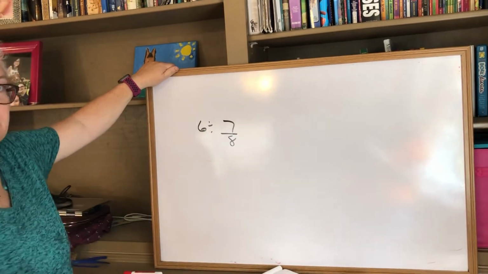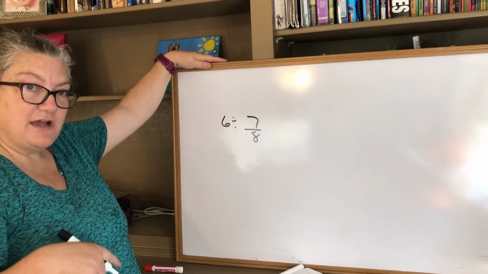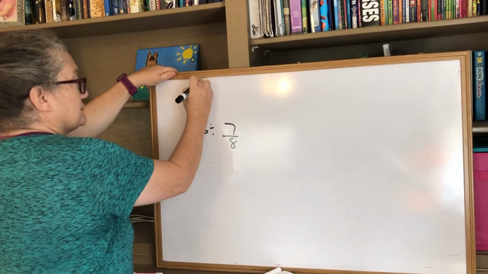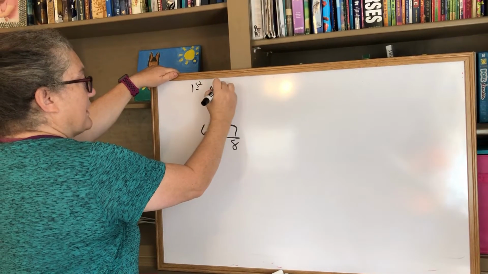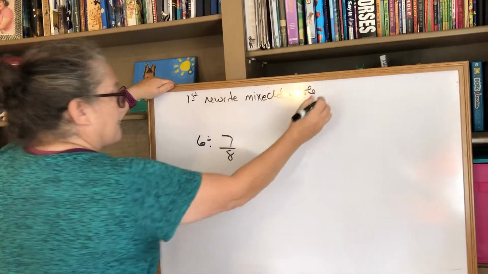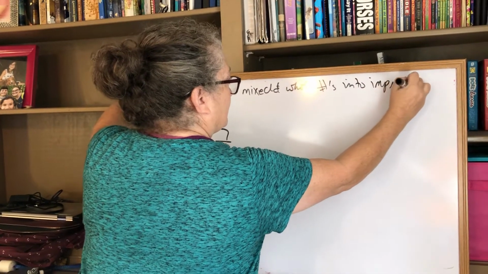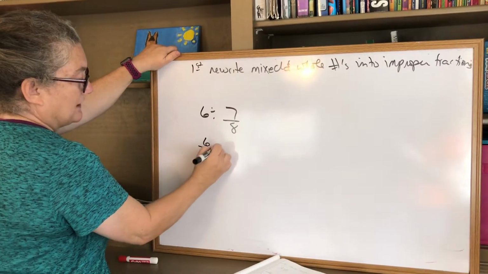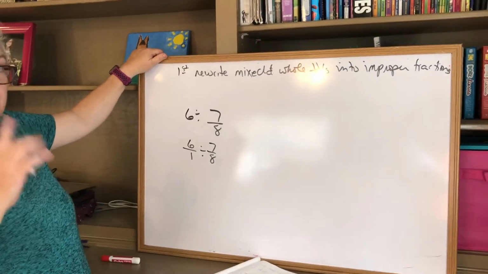So what do you notice about this problem? It's a whole number divided by a fraction. Just like when we multiply fractions, we're going to change any whole number or mixed number into an improper fraction. We're going to rewrite mixed and whole numbers into improper fractions. So we take this 6 and we turn it into 6 over 1 and rewrite everything down. We're in the learning stages, so we don't want to do a couple of steps at once. We want to do one step at a time.